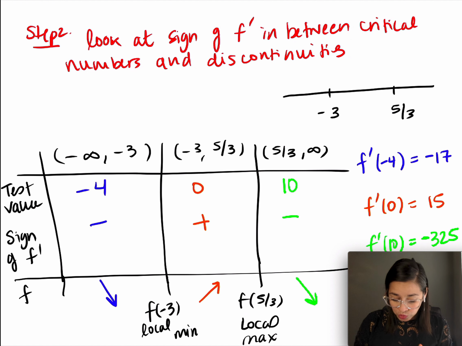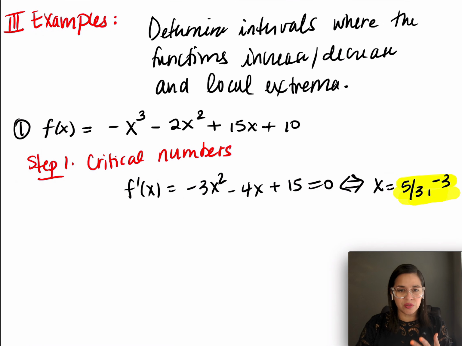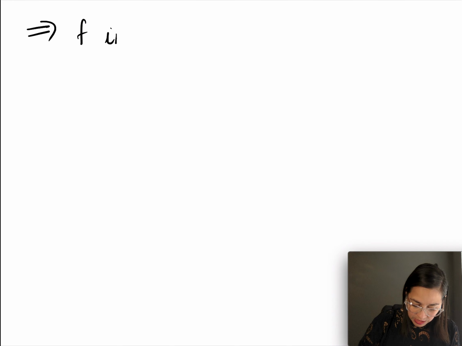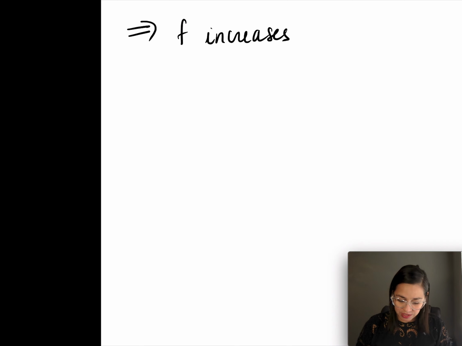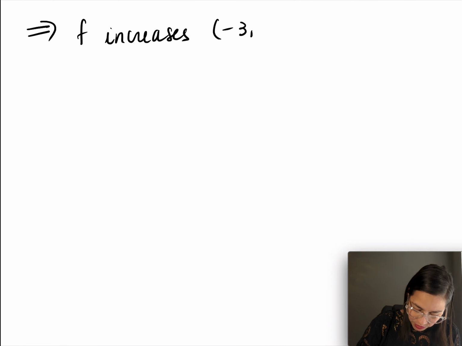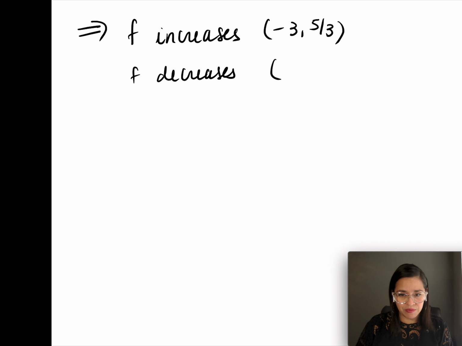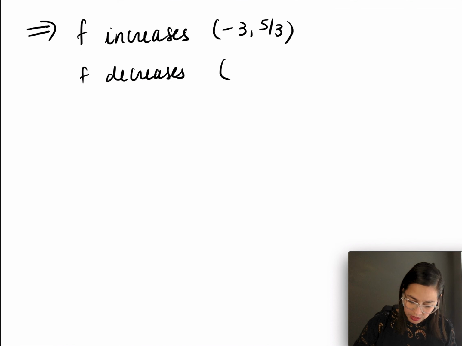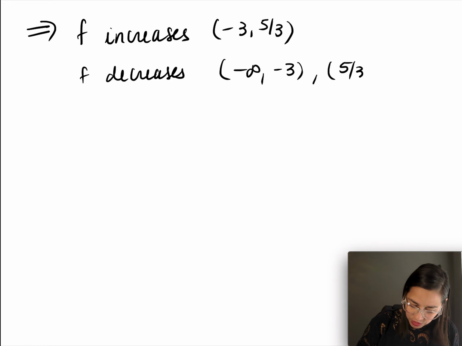Now, to answer the questions, we have to find intervals where the function increases, decreases, local max, local min. So let me do it real quick. I know that f increases whenever the derivative is positive, right? So it increases from negative 3 to 5/3. f decreases whenever the derivative is negative. So from negative infinity to negative 3 and then from 5/3 to infinity.